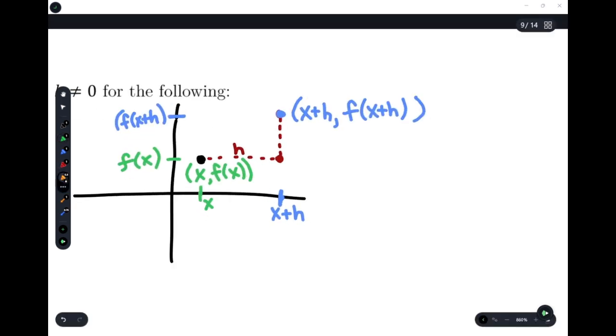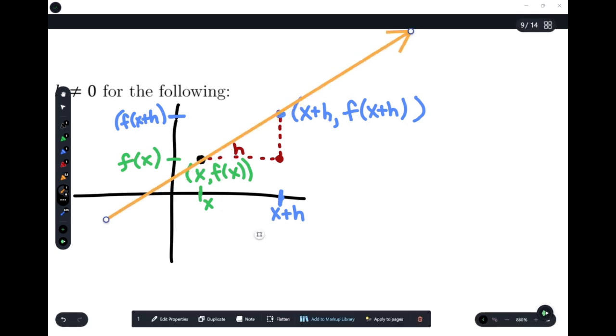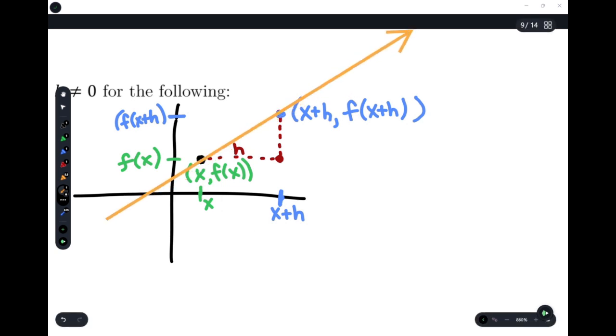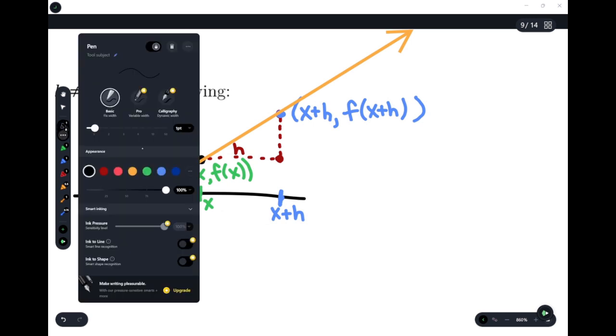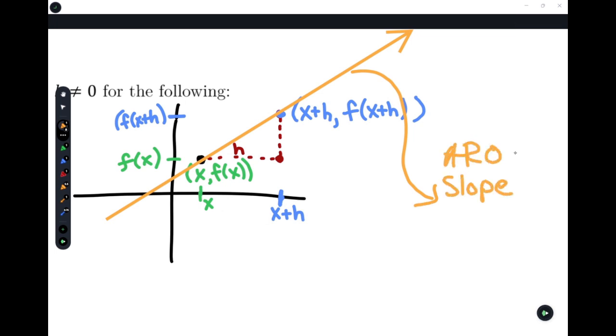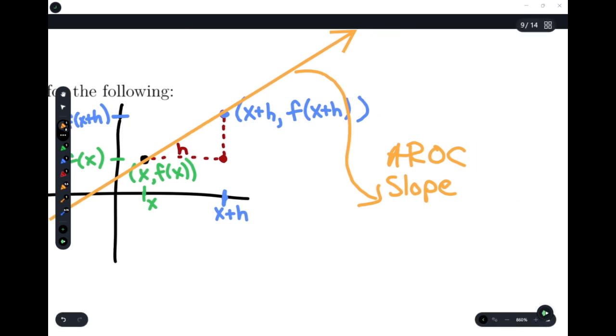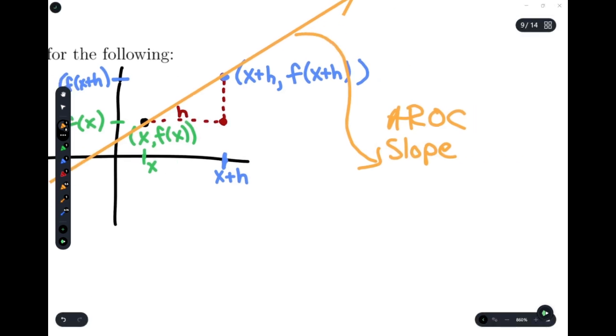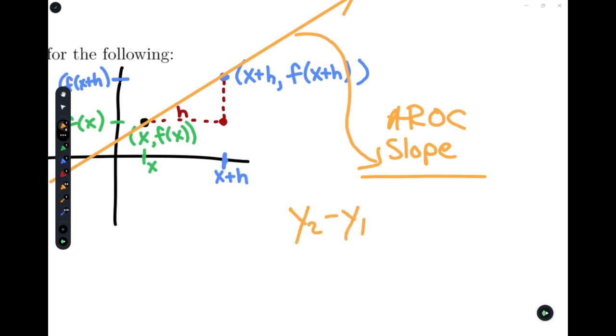And now, don't we have this nice, neat formula for a line? What's the formula for that slope? Anybody remember it? Anybody remember the formula for that slope? Or that AROC? Yeah, isn't there a formula? Over.